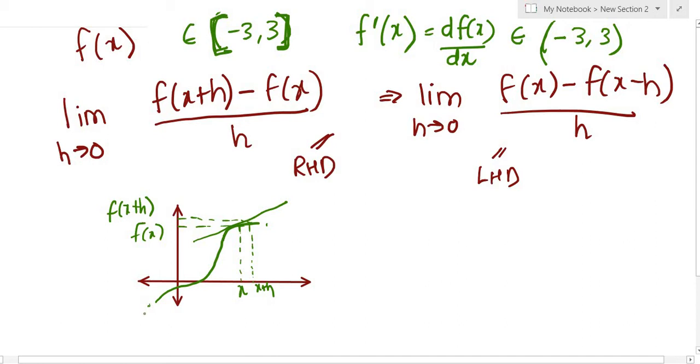So yeah, that's a thing that we need to take into consideration every time. This is really useful when we are doing the mean value theorem. Yeah, I'll be doing a video on that too.